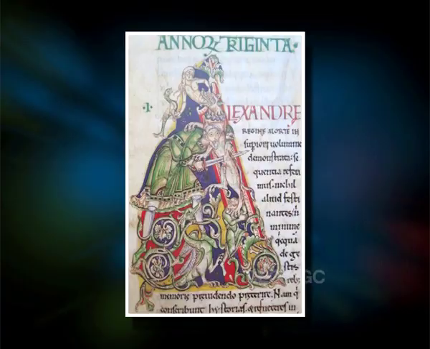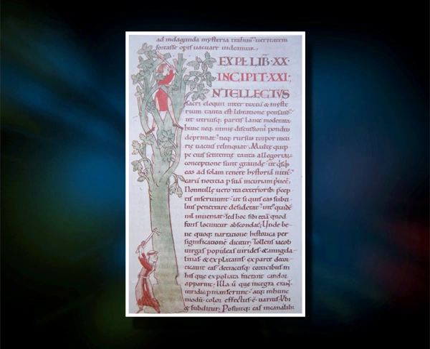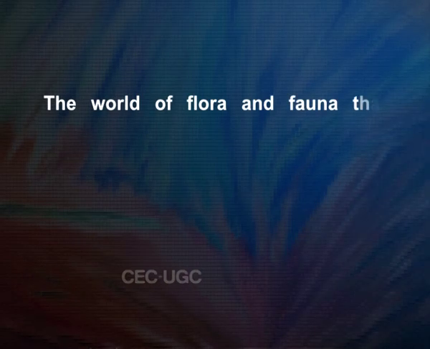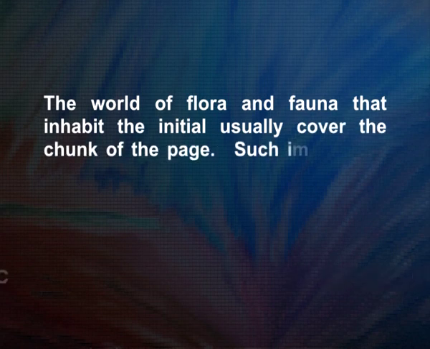Some of the most striking imaginative ventures in the book illuminations of the period are to be seen in the decorated initials. A variety of animal and floral motifs more often appear intertwined with human figures and the narratives, which is hardly so in stone carvings and murals. Such initials were handled with special wit and astonishing skill. The world of flora and fauna that inhabit the initial usually covered a chunk of the page.